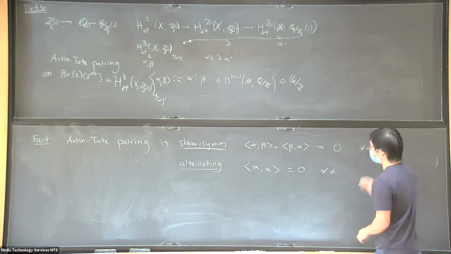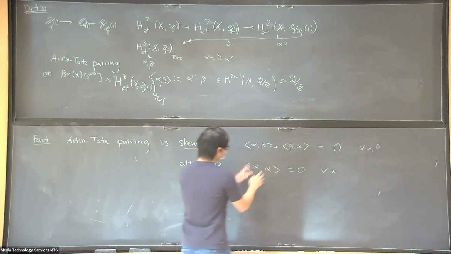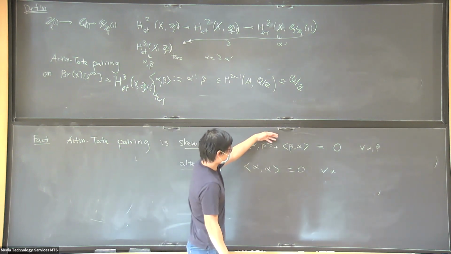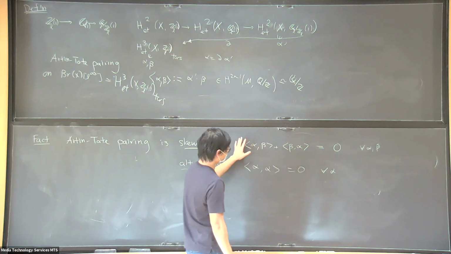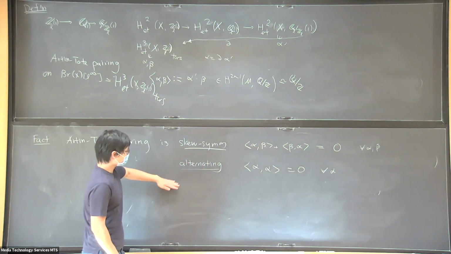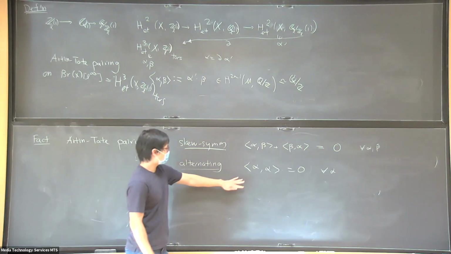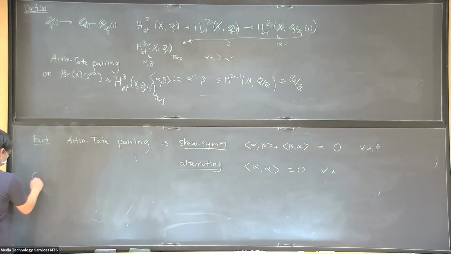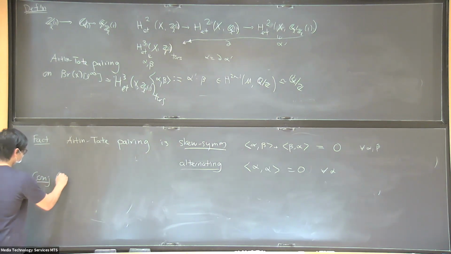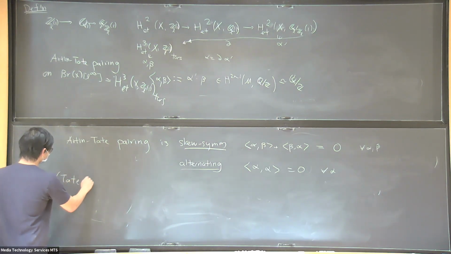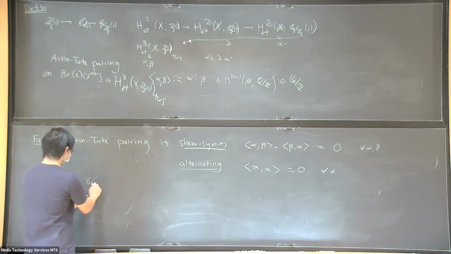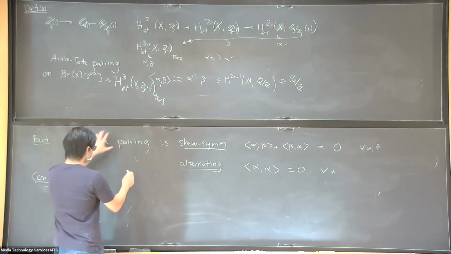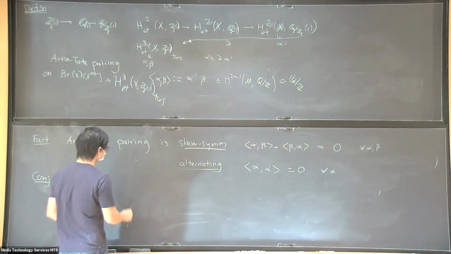Okay, so if I were allowed to divide by 2, then these would be equivalent. I could take beta to be equal to alpha, and twice the pairing is 0. So if I could divide by 2, it's 0. But because of possible 2-torsion, alternating is a little bit stronger. In his original paper on this, Tate asked whether this was alternating, not just skew symmetric, and he conjectured the answer is yes.